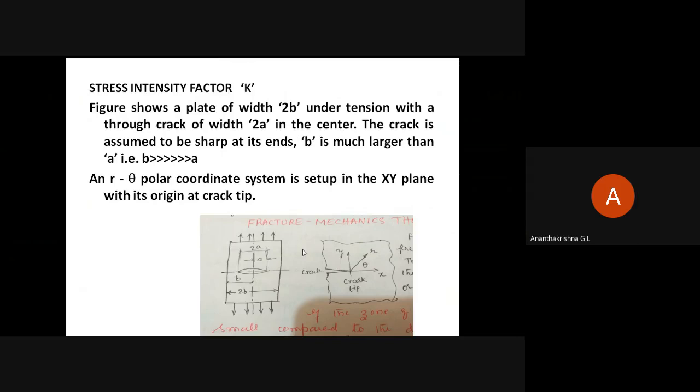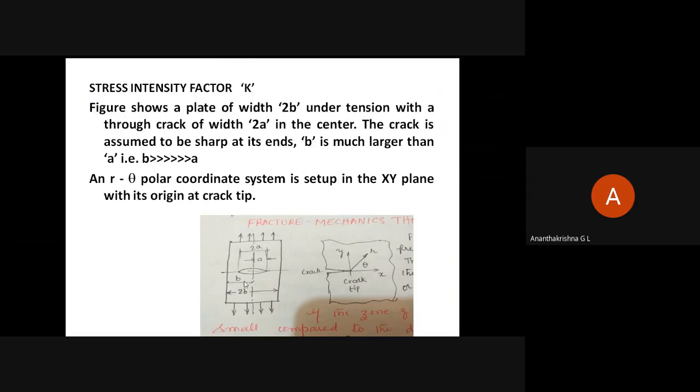Okay. So coming to the same figure that we have taken yesterday. This figure shows a plate of width 2b, which is subjected to tension, and it has got a through crack of width 2a in the center of the plate. The crack is assumed to be sharp at its ends. And very, very important is that b is much larger than a.